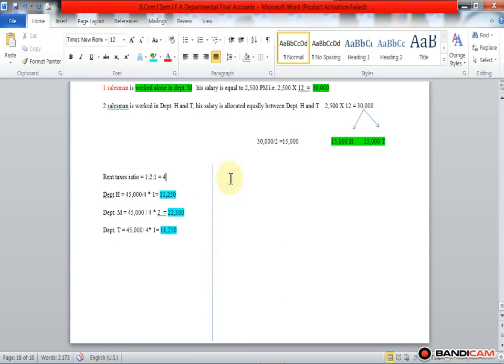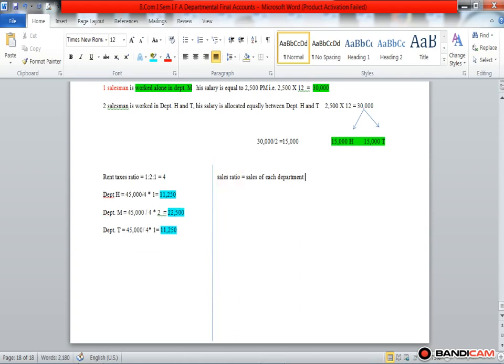So sales ratio is equal to sales of each department. Okay, so sales of each department is given.